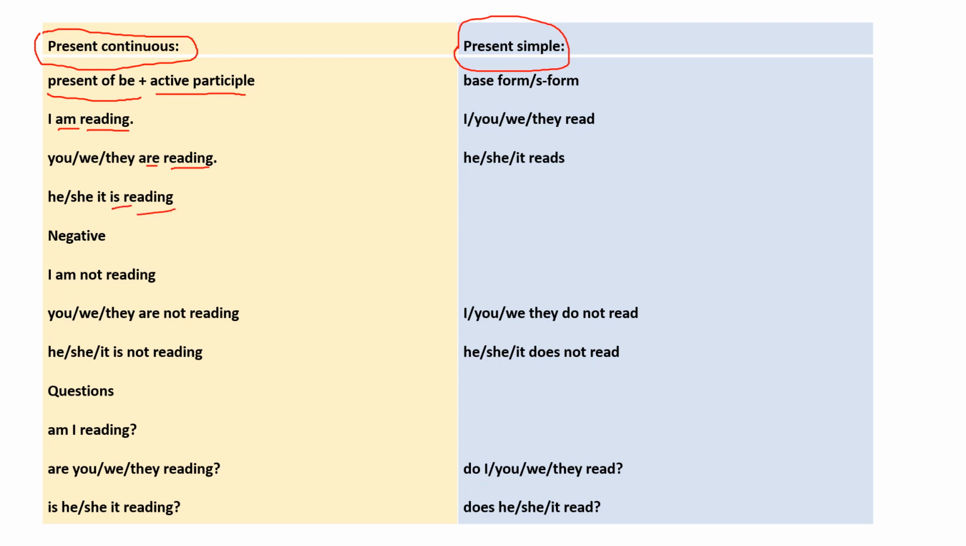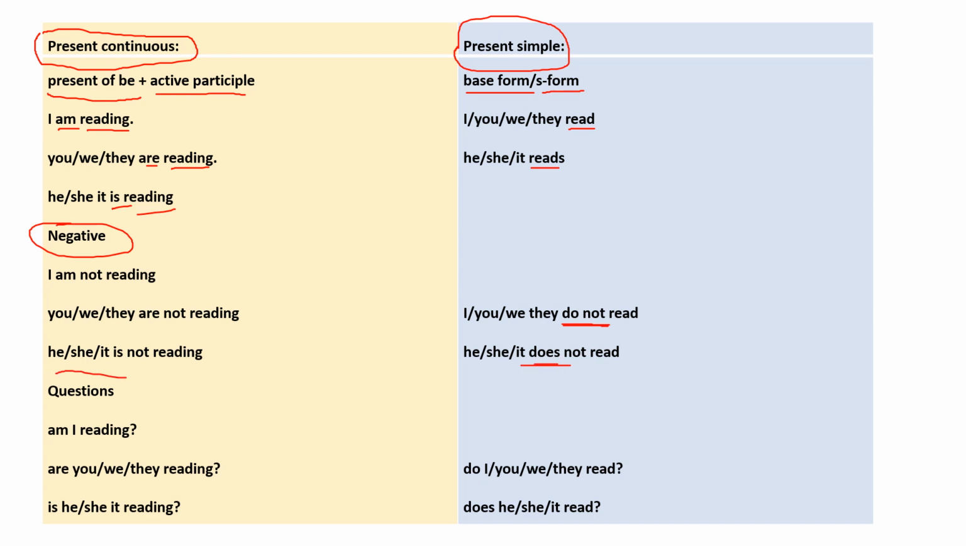As for the present simple, we can form this tense by using the base form, or what we refer to as the S form. We can say I, you, we, they read, he, she, it reads. To form a sentence in the negative in this tense, we just use not after am or is or are in the present continuous. We say I'm not reading, you are not reading, she is not reading, but in the present simple, we use a form of verb to do. So here we say, I do not read or she does not read.